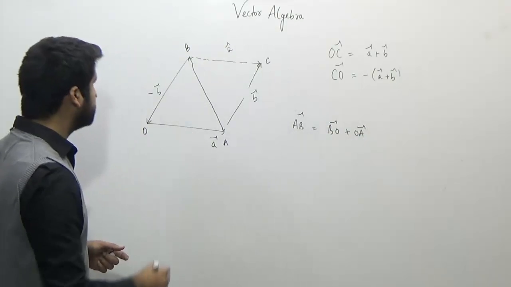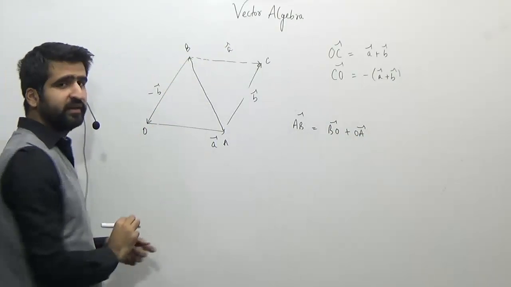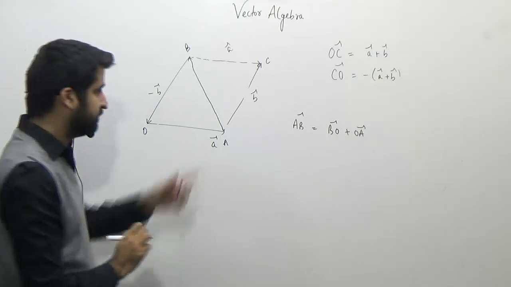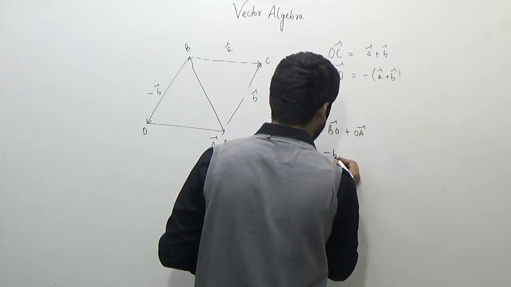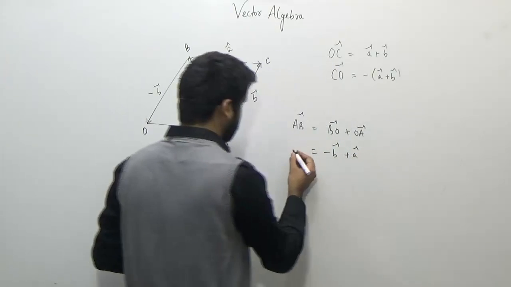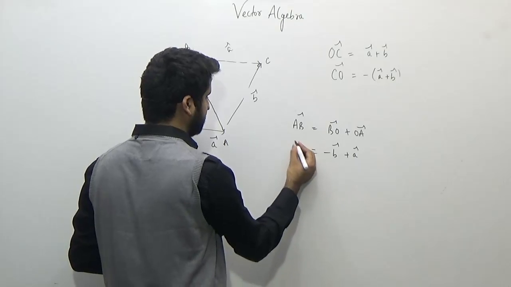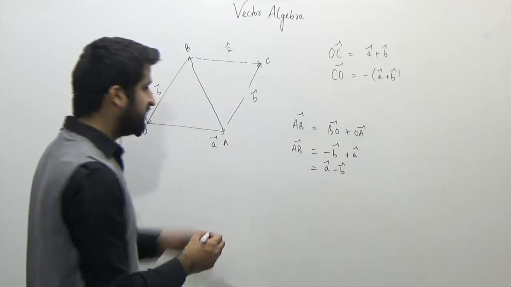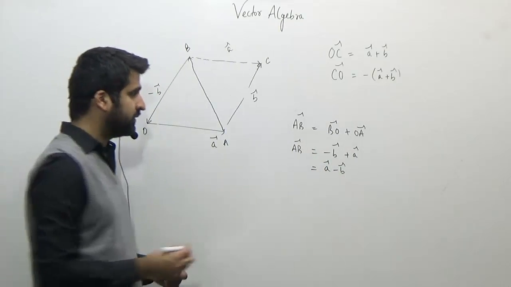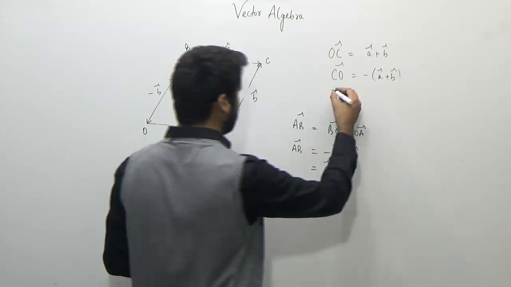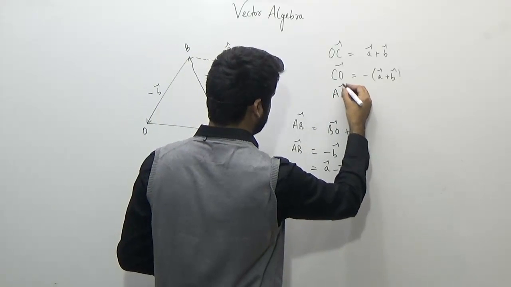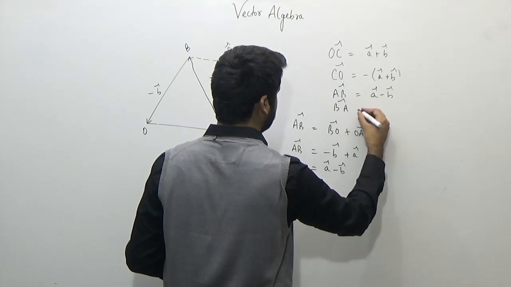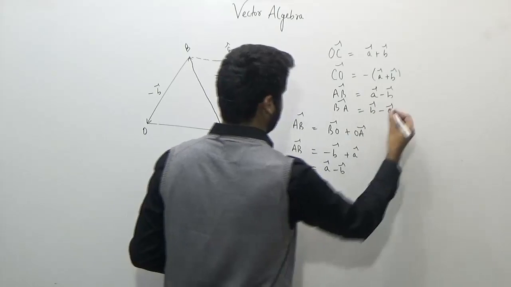Now why am I writing like this? Because these two vectors can be added, because the head of this minus B vector is joining the tail of A vector. Now I can write this as minus B vector plus A vector. Therefore AB vector is nothing but A vector minus B vector. Similarly, can you tell me what will be the BA vector? BA vector will be the reverse of this. Therefore, AB vector is equal to A vector minus B vector, and similarly BA vector will be B vector minus A vector.